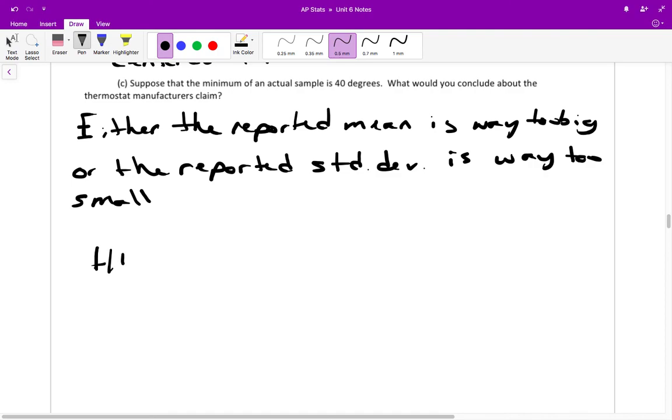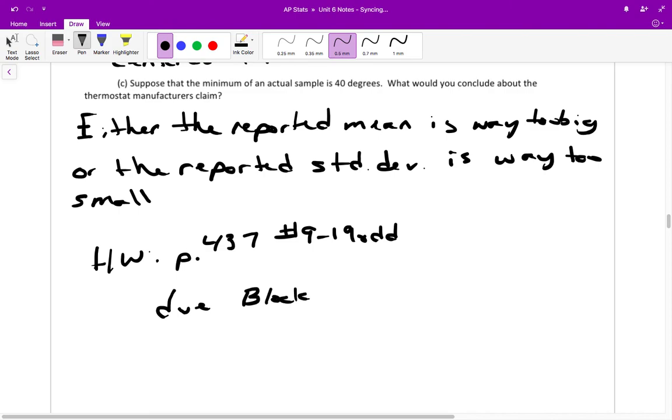So your homework, what you need to be working on, is page number 437, I believe. Let me double check for you. Yes, you are on page 437. You are working through numbers 9 through 19 odd. I will be posting an answer key to that. This assignment, I'm going to wait to collect until block day. Because I won't see you tomorrow, with Tuesday being a sub day, I'm going to collect that from you on block day. That gives you Monday night tonight and Tuesday night to get that done.